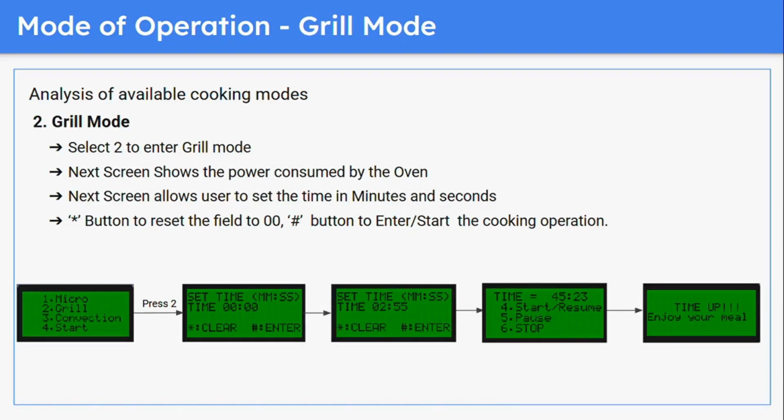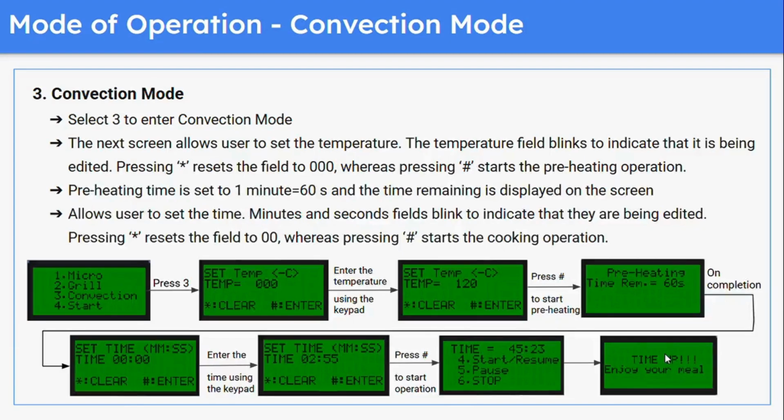The second available mode is grill mode, and key 2 is pressed to enter the grill mode. The user is prompted once again to set the time in minutes and seconds, and he can press star to clear the field and hash to enter the cooking operation. The next screen displays the amount of time left, and once completed, it indicates that the time is up.